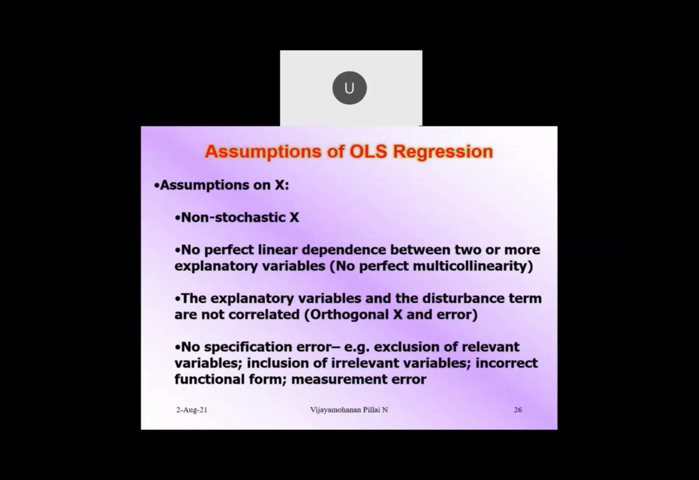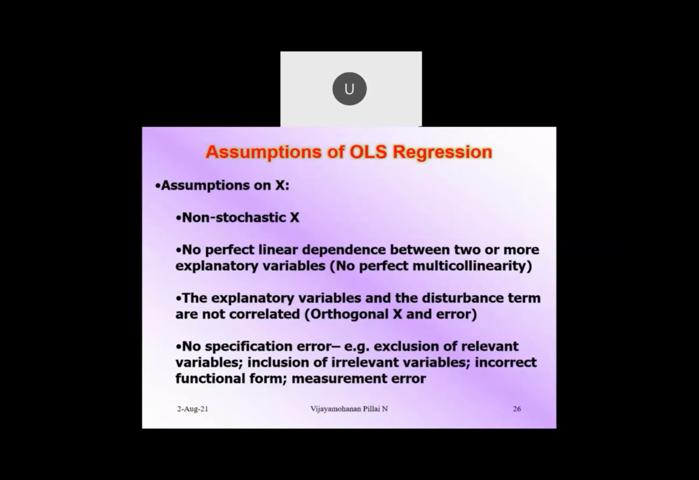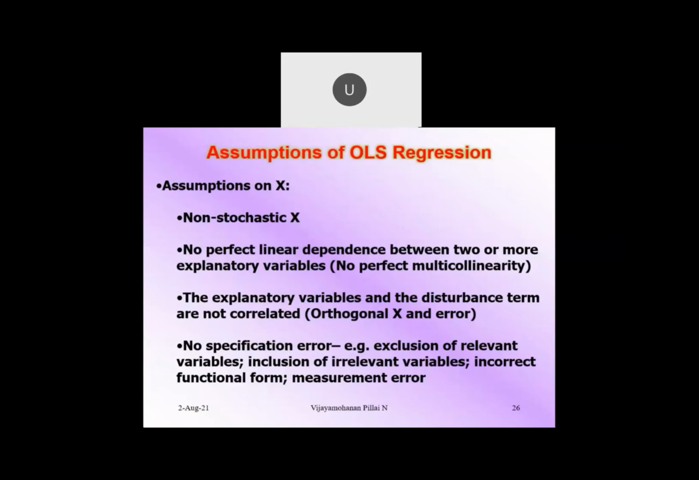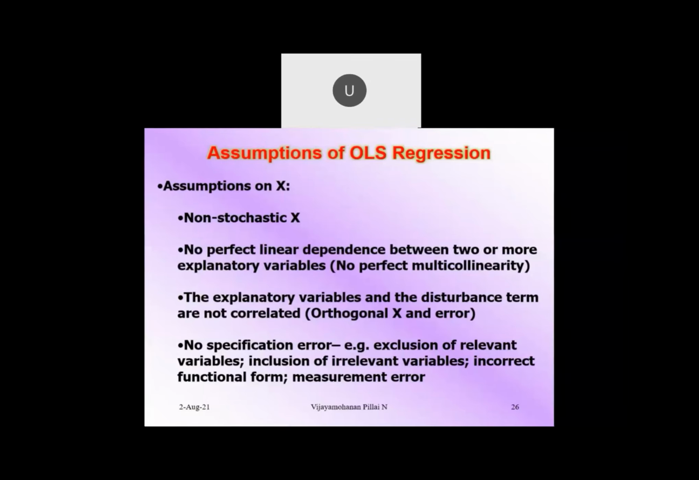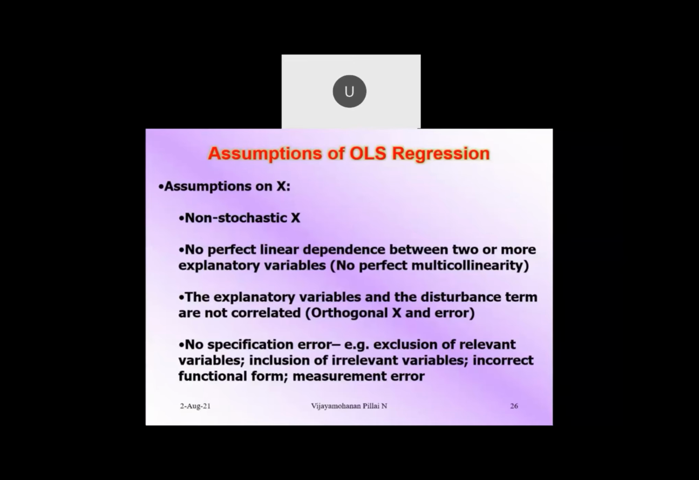The next one is the orthogonal X and the error term. That is, the explanatory variable and the error term are independent of each other. That is, the explanatory variables and the error term are not correlated. Their covariance is zero or their correlation is zero. That is why it is called orthogonal. Orthogonal simply means independence. So independent X and error term.